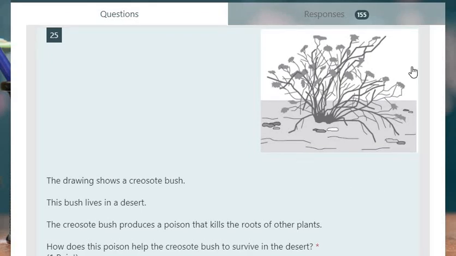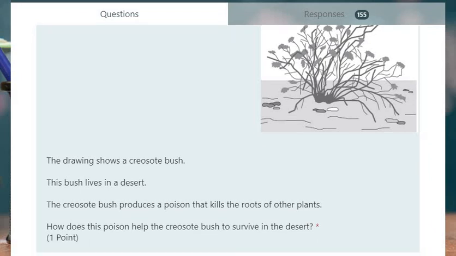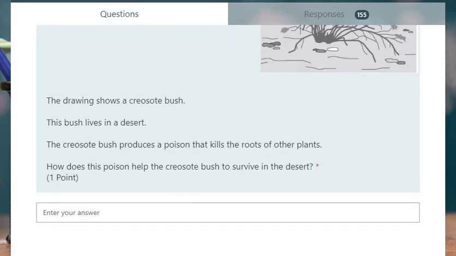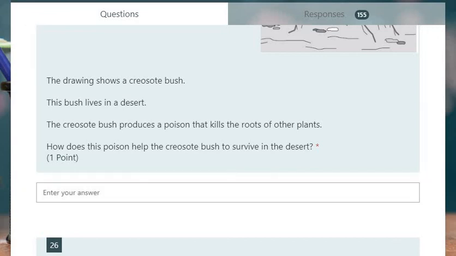25, we've got the Creosote Bush, so we've got a well-adapted plant here for the desert. And one of the things it does is produces a poison that kills the roots of other plants. How does this poison help the Creosote Bush to survive in the desert? Now, if it's killing the roots, it's going to reduce competition between its roots and the roots of other plants. And the key thing in the desert that you're going to be competing for is water. So you need to talk about reducing competition for water or something along those lines.